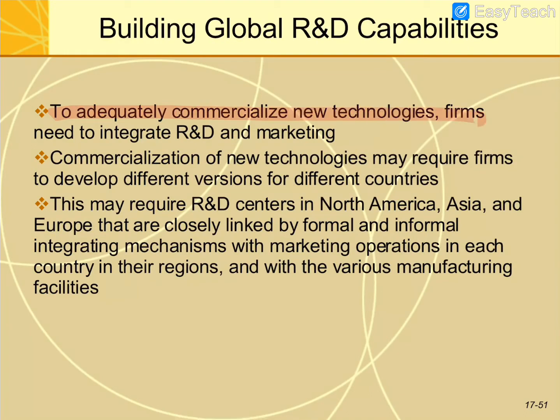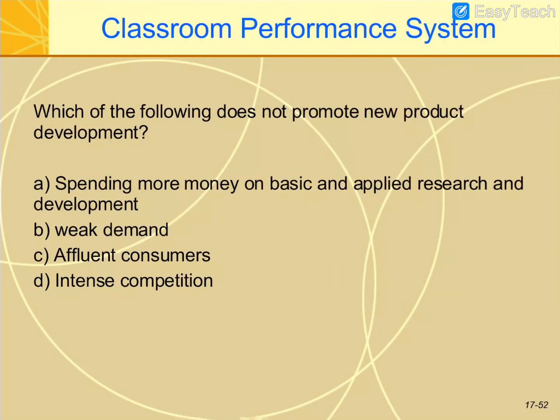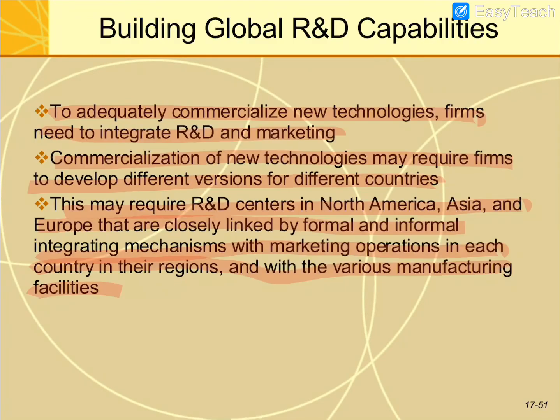Okay, to commercialize new technology, firms need to integrate R&D and marketing. Commercialization of new technology may require firms to develop different versions for different countries. This may require R&D centers in North America, Asia, and Europe that are closely linked by formal and informal integrating mechanisms with marketing operations in each country in their regions and with the various manufacturing facilities.